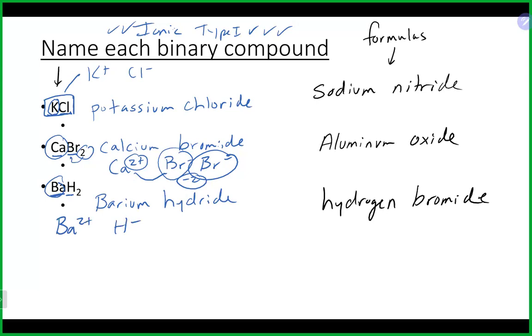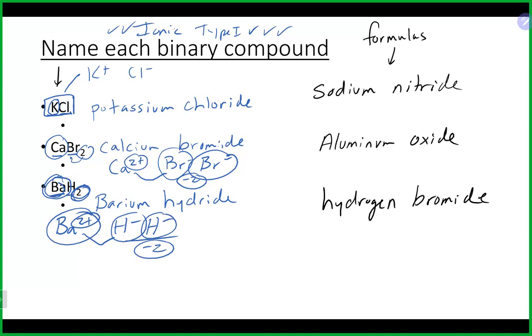And once again, the reason we have the 2 down here is because if I were to put this together like this, it is not going to equal 0. I need one more negative charge there to get it to equal 0. And that again gives me 2 hydrogens, which again is why we see the 2 there. 1 barium, which is why there's nothing written next to barium, which indicates that there's just one of them there.